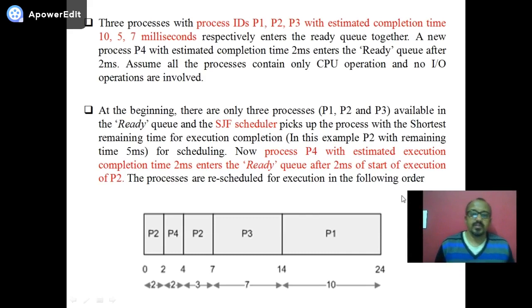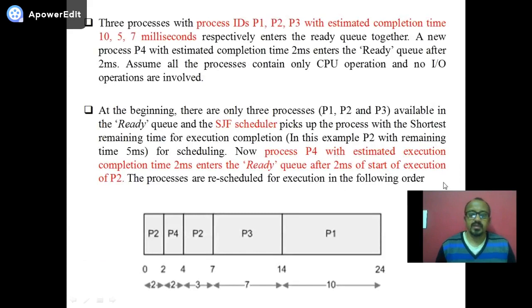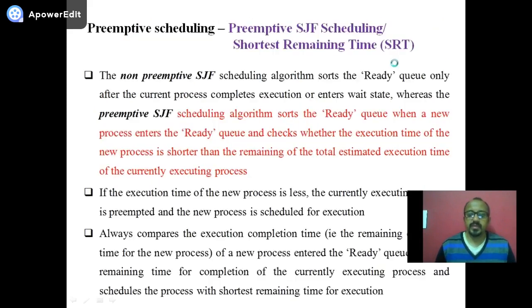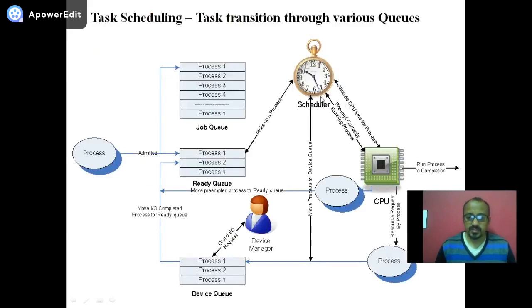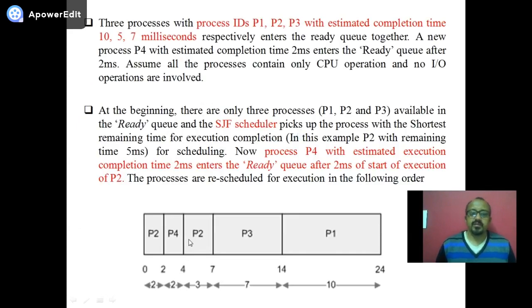So with an example, we'll try to understand. A problem is given here. We try to calculate the waiting time for the processes and the turnaround time, how much time it will take to finish. There are three processes with process IDs P1, P2 and P3. The estimated completion times are: P1 requires 10 milliseconds, P2 requires 5 milliseconds and P3 requires 7 milliseconds respectively. They enter the ready queue. As we have adopted the shortest job first scheduling algorithm, first P2 is picked.